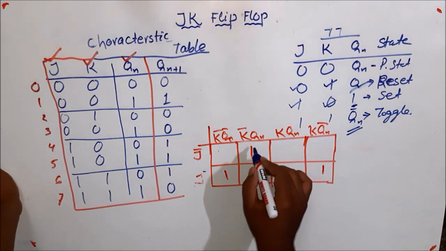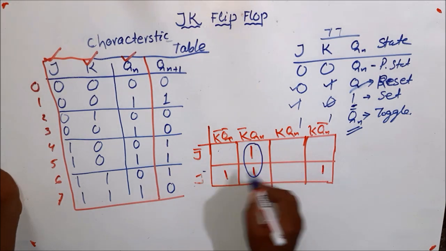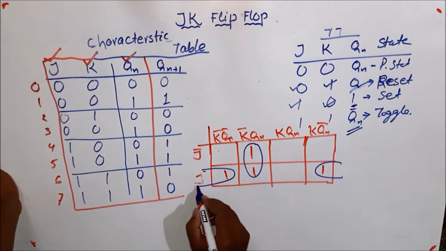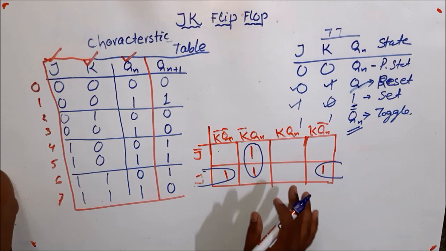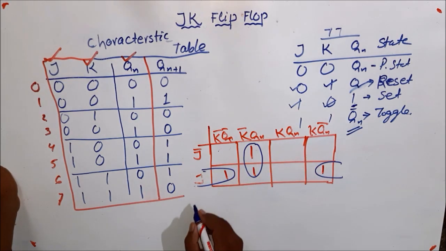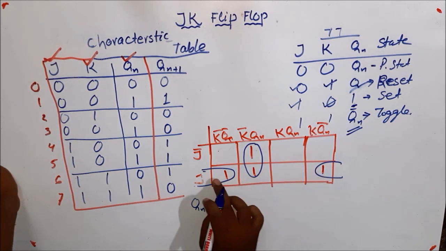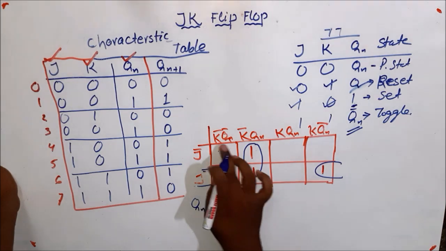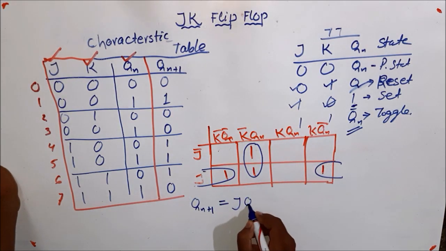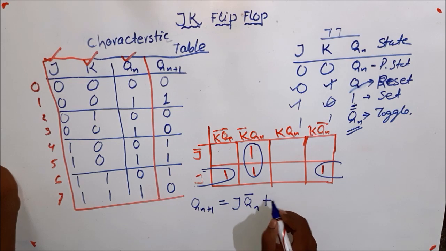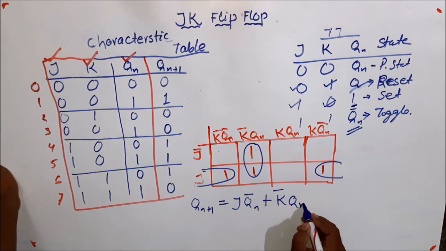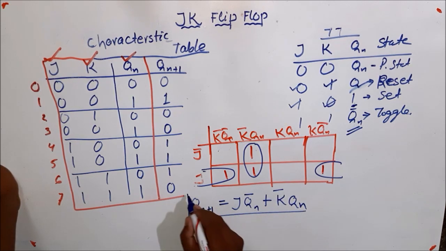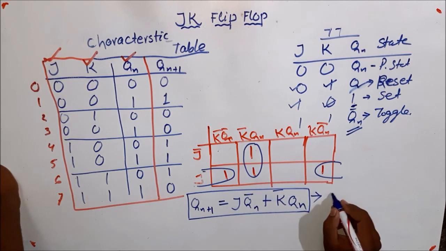So from this K map, we'll get this is a pair, and these two create a separate pair here. We can take these two pair also, no problem, but here we are not taking because all ones are covered. So from this K map, we can see Qn plus 1 is equal to J, since J is not changing, and from these two columns we can see Qn complement is not changing, plus for this column K complement Qn. So this is nothing but the characteristic equation for JK flip-flop.